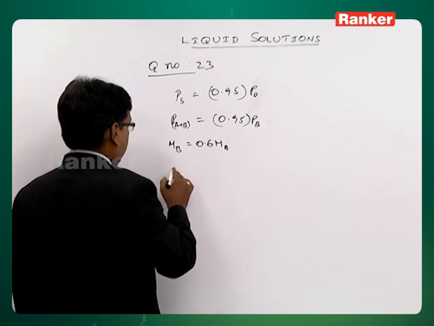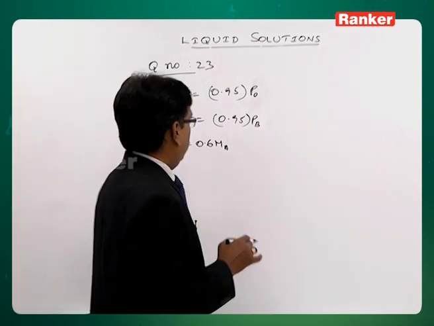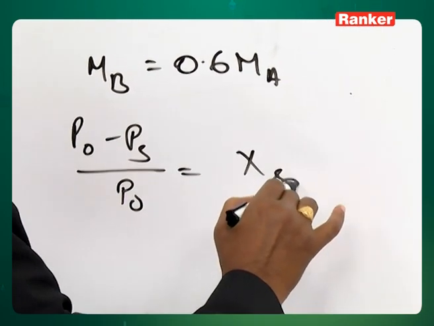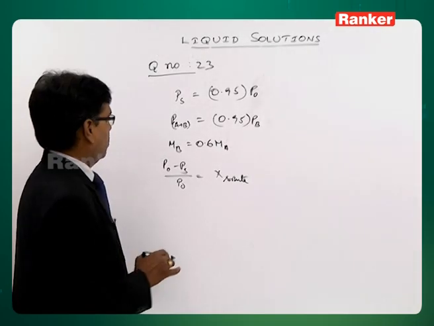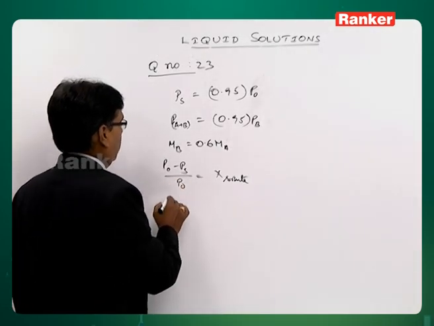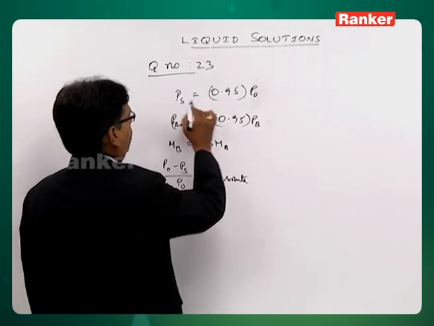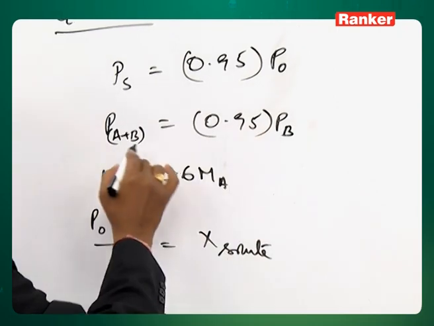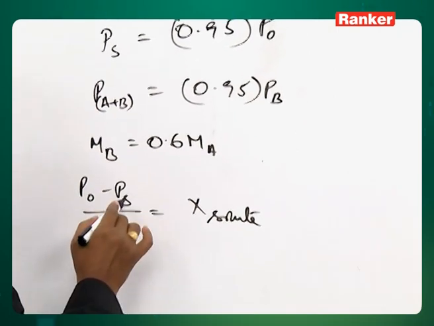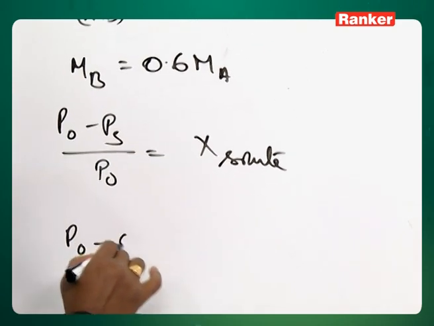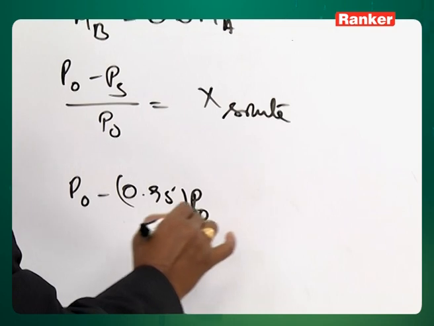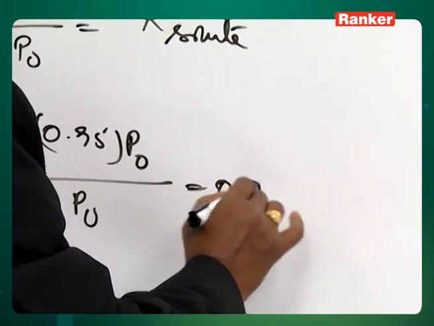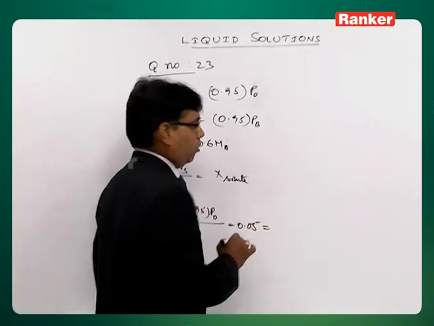For this, applying Raoult's law, P naught minus Ps by P naught is equal to the mole fraction of solute. This is what we are supposed to use. P naught minus Ps is equal to P naught minus 0.95 P naught. Therefore, P naught minus Ps by P naught is equal to 1 minus 0.95, that is 0.05, which is equal to the mole fraction of solute.